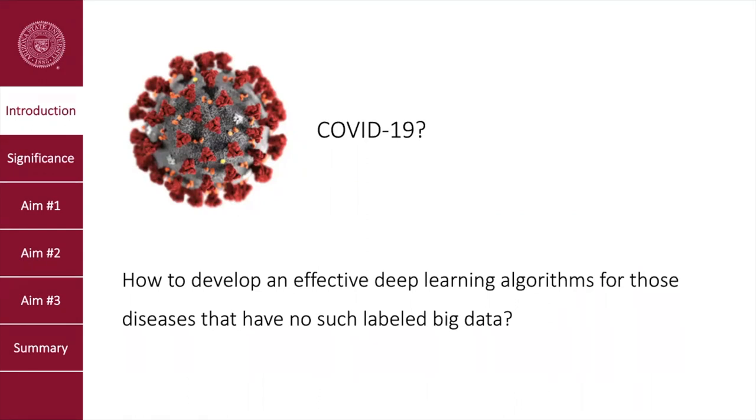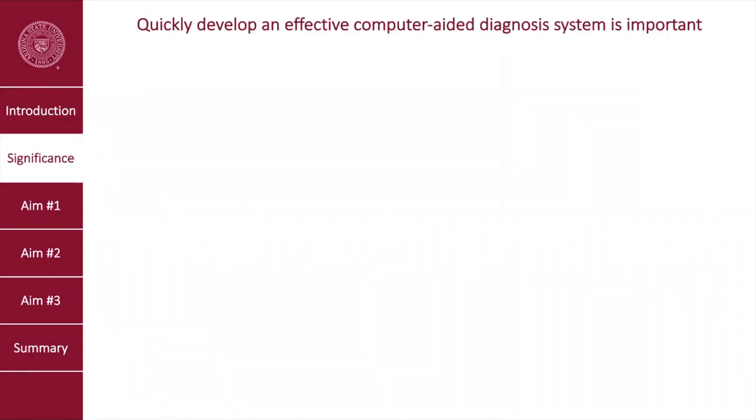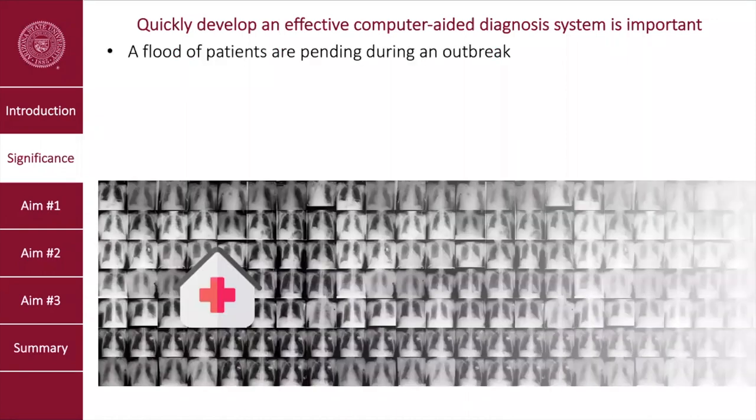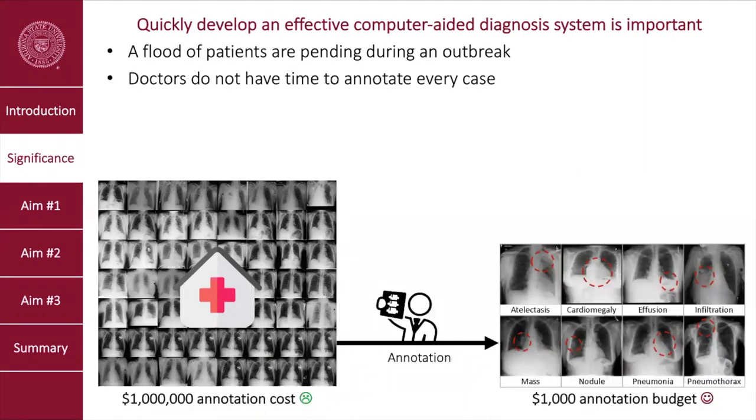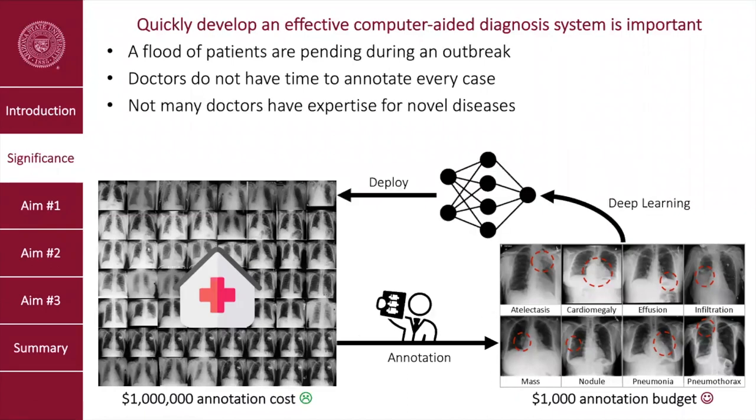For example, COVID-19. It is a currently emerging and rapidly evolving outbreak since the beginning of the year. So we believe quickly developing an effective computer-aided diagnosis system is important because during the outbreak, a flow of patients are waiting for the diagnosis result. And also doctors do not have time to annotate every patient in a short span of time. Most importantly, not many doctors have the expertise for the new disease.